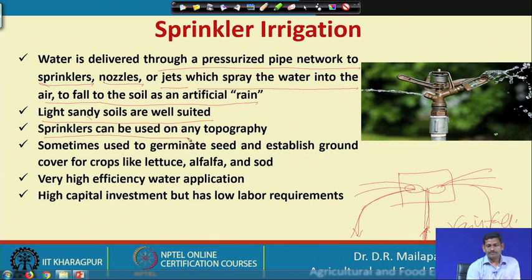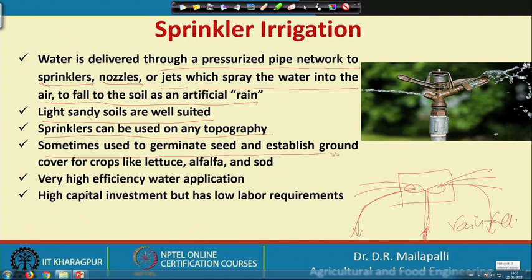Sprinklers can be used on any topography. They can be used in flat lands, graded lands, even hilly areas. This does not require any land grade, because the water is pressurized using a pump, whereas in other cases like border, basin, and furrow, the water flows on the surface through gravity. That is the difference. Sprinklers are sometimes used to germinate seed and establish ground cover like lettuce, alfalfa, and sod.